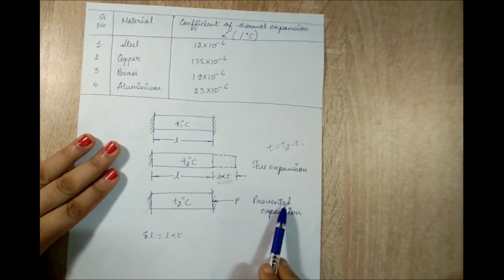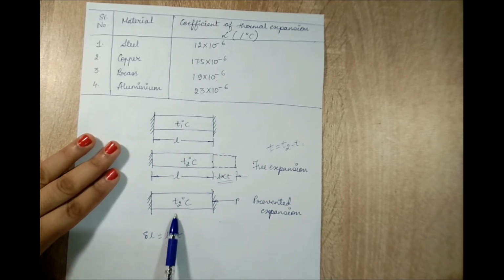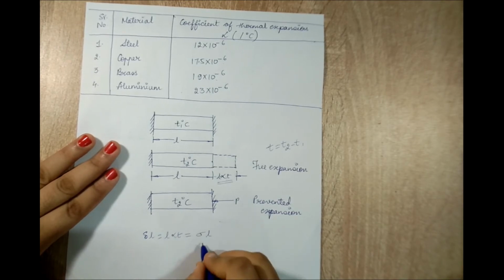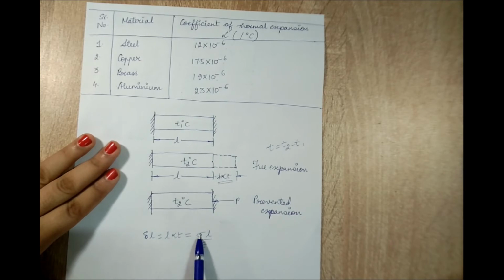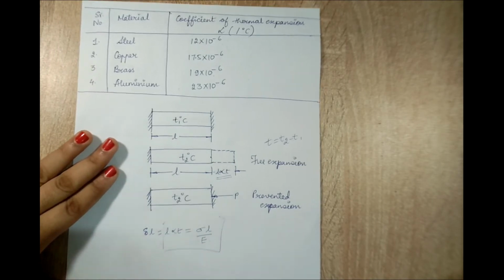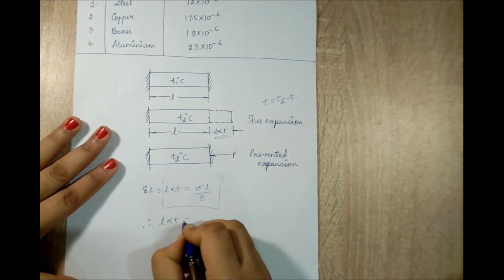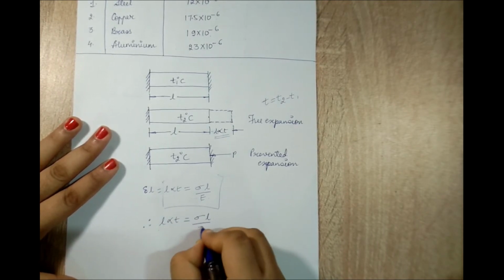Now since it is prevented expansion, and this amount of expansion is supposed to happen at T2 degrees Celsius, I will equate this to PL upon EA. If you recollect, P upon A is stress, and L and E are the two terms that I have written, so it is PL upon EA. Now I am going to equate these two terms. Let me take them separately out. So I get, therefore, L alpha T is equal to sigma L upon E.